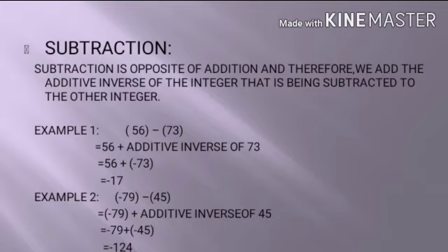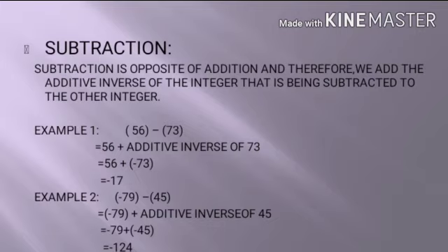In example 2, minus 79 and 45. We have to separate one negative integer and one positive integer. So minus 79. After minus 79, the subtraction sign is represented. If you take the opposite of minus, it is converted into what? Positive. And the additive inverse of plus 45 is minus 45. Therefore, minus 79 plus minus 45.